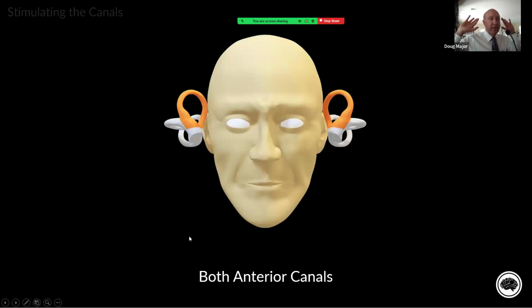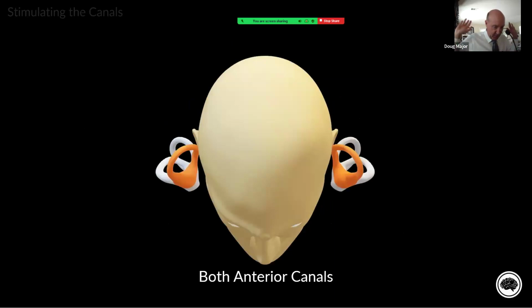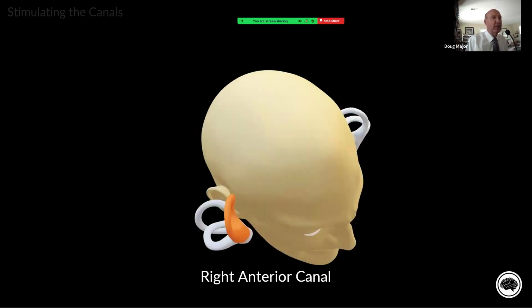Now we look at the anterior canals. Think of that anterior here. Again, as we move it down, both canals, they both activate. I'm not talking about the eyes now. We're just talking about the canals. And then back up, we can do that to the right or the left canal.